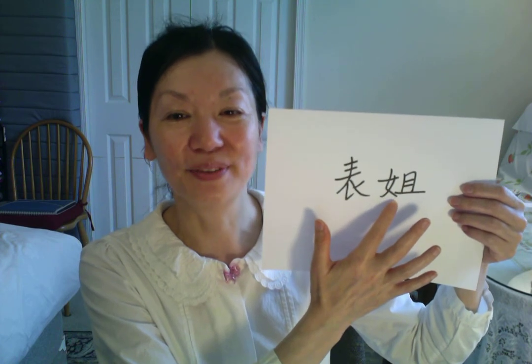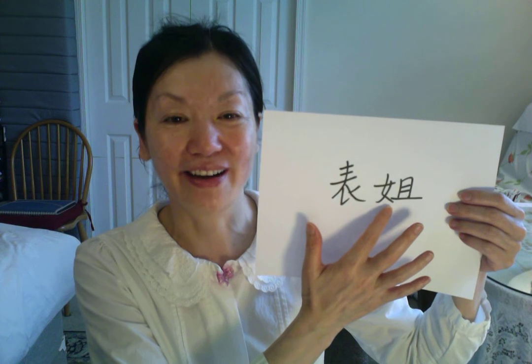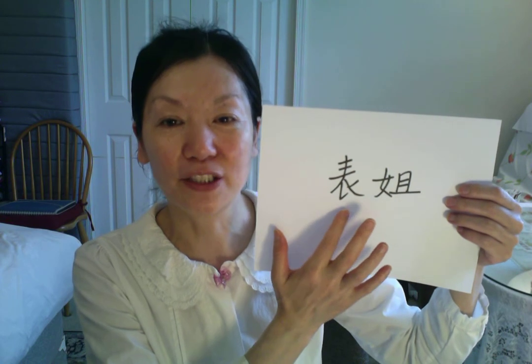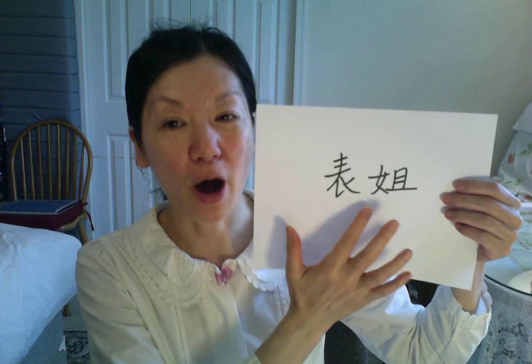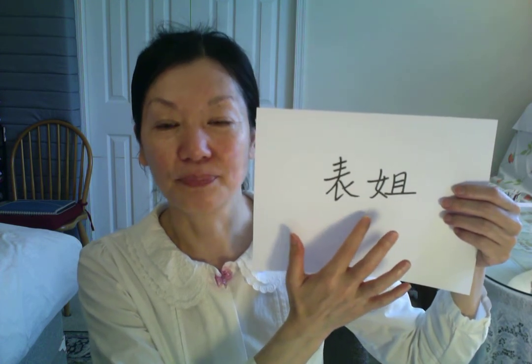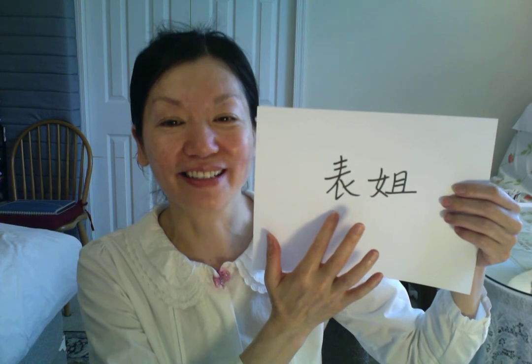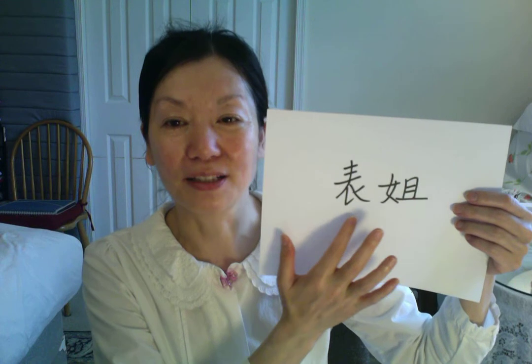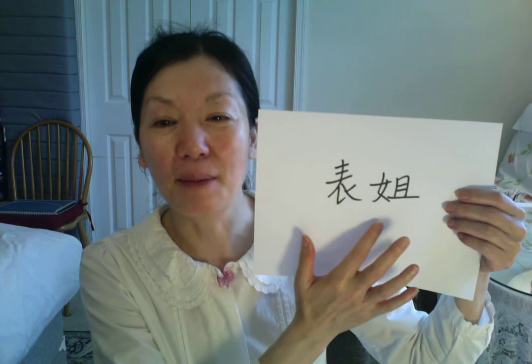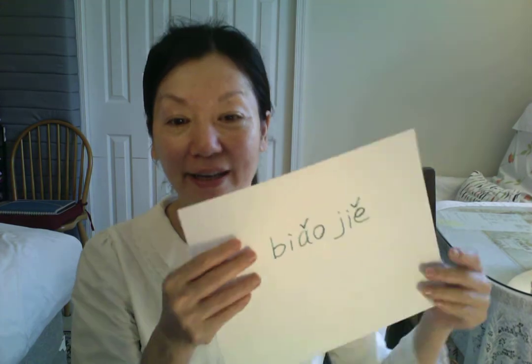姐, from 姐姐的姐. 姐姐 is older sister, right? 表姐, cousin. In English you say cousin, but in Chinese, 表姐 is a cousin from the mother's side. How do you know that? Because of 表. 表姐 means a cousin from the mother's side. Or we can say 表哥, you still say cousin, right? It means mother's side. If you use 表, then female is 表姐, and older male is 表哥, because 哥 is a man, right? 表姐, from mother's side, older sister.